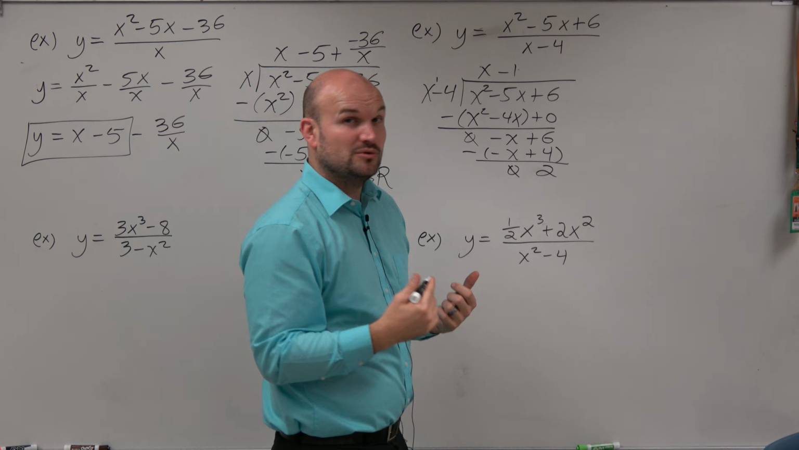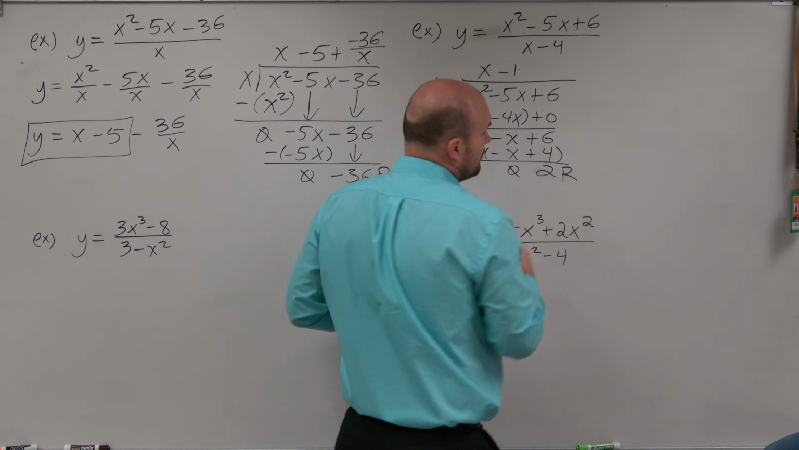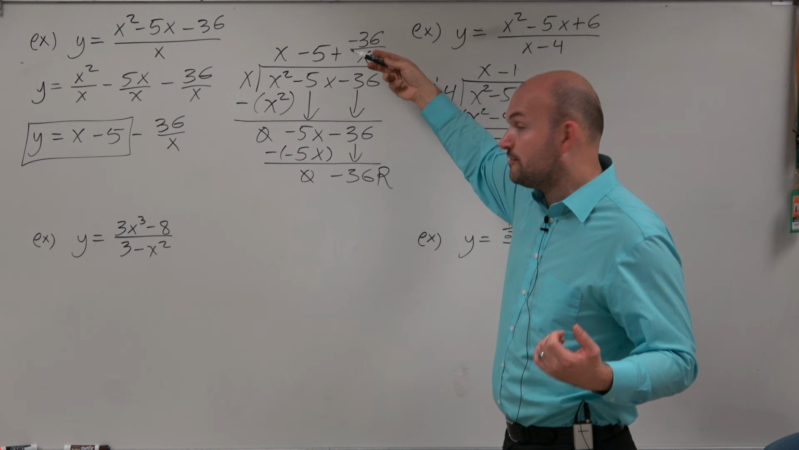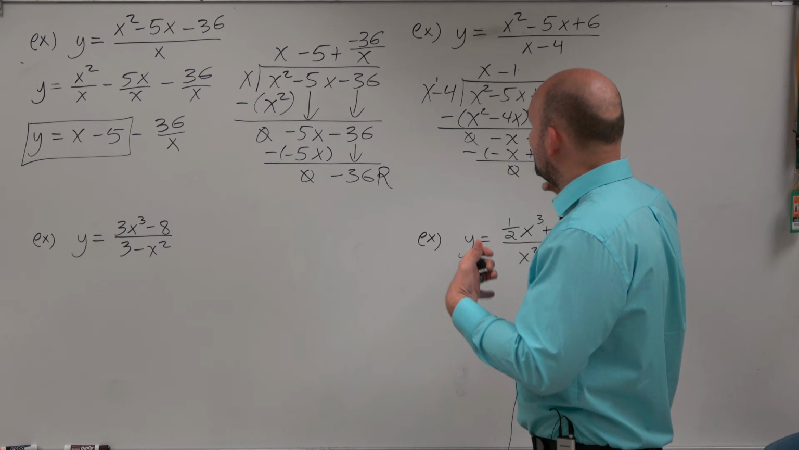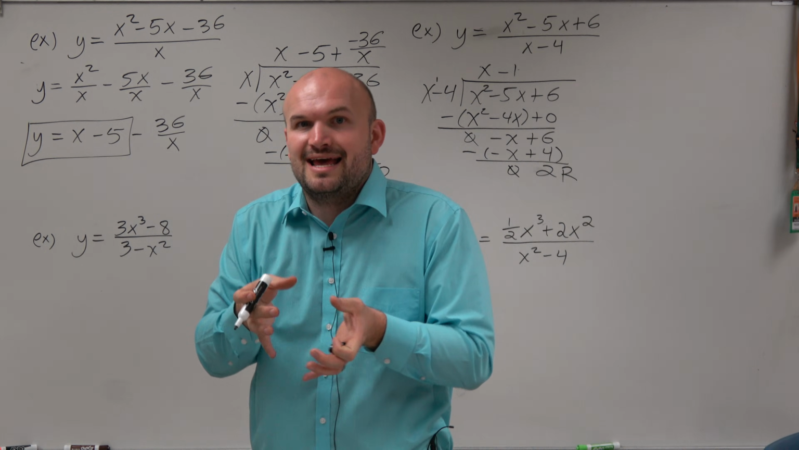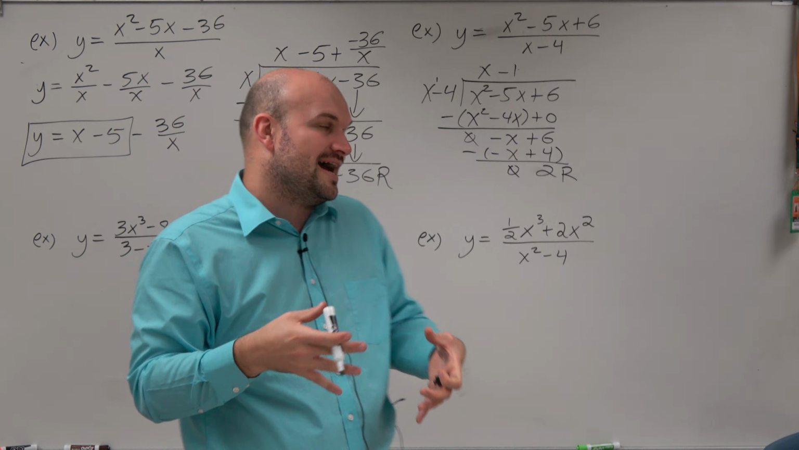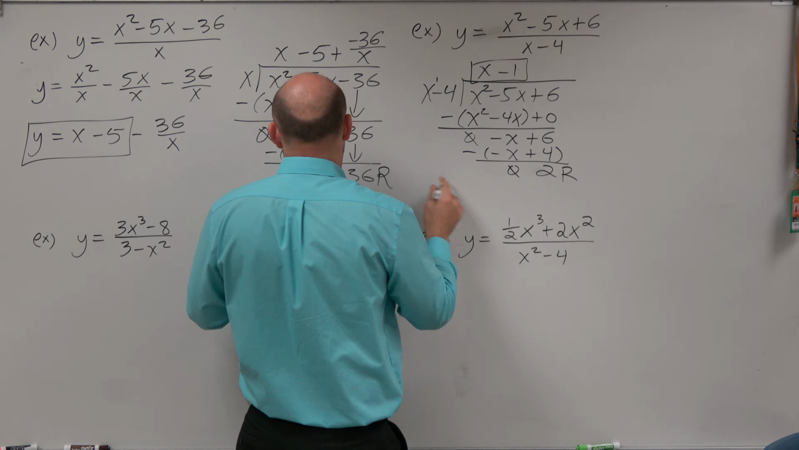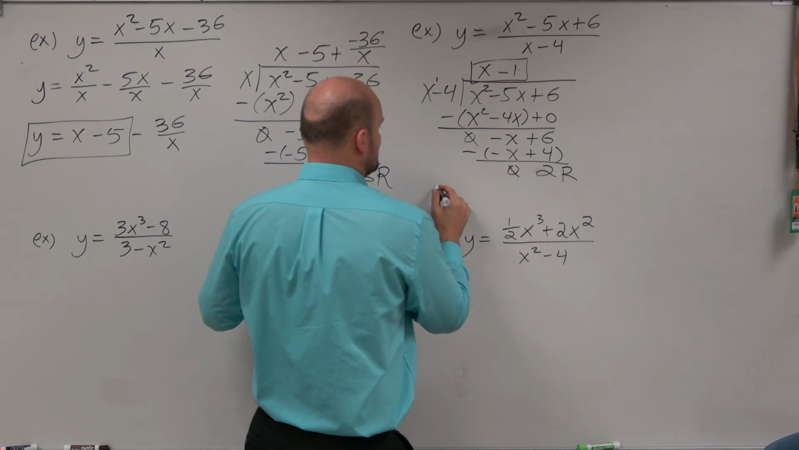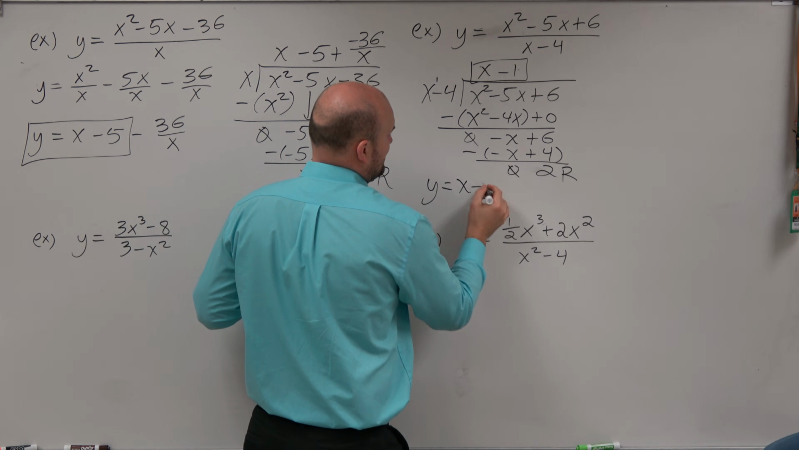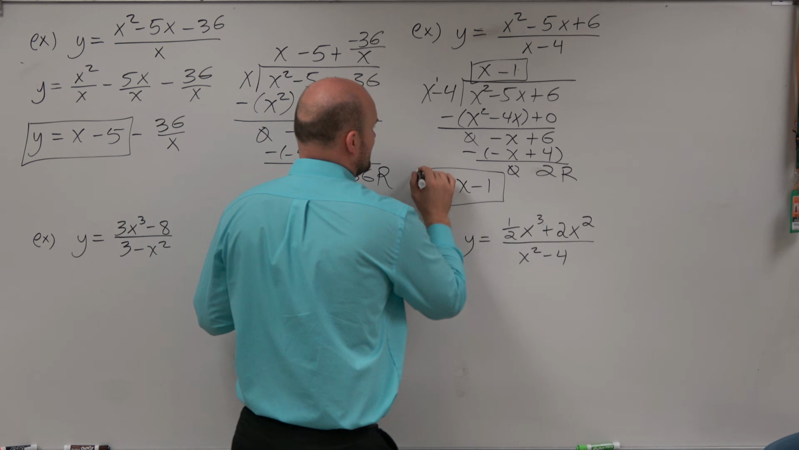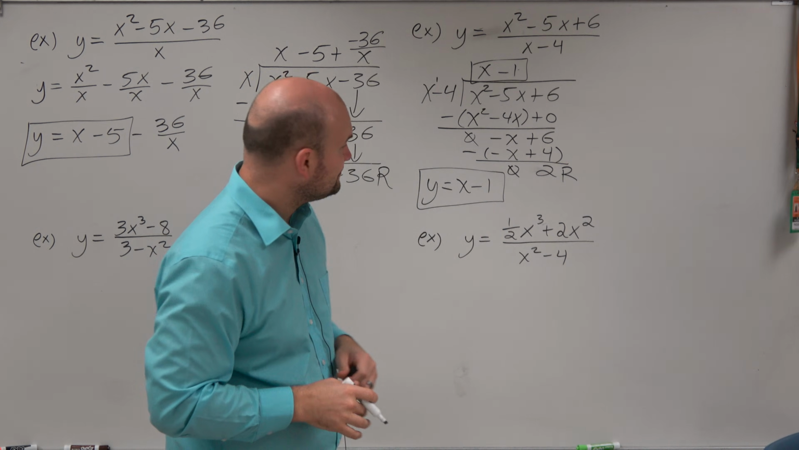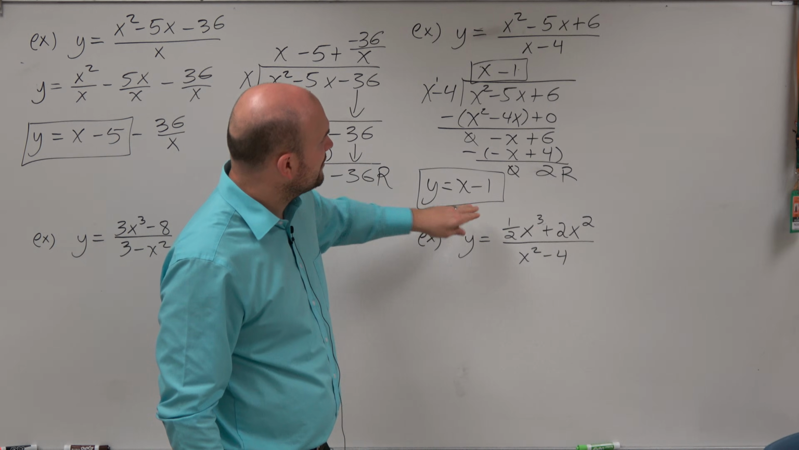Now that 2 is going to be a remainder. We could write it in there if we wanted to, the remainder over your divisor. But we don't care so much about that when we're finding the slant or oblique asymptotes. We just want to know what the quotient is. Remember, it is a line, so we're going to write this as y equals x minus 1. That is my slant asymptote. I'm just going to alternate between slant and oblique. So that is my asymptote.